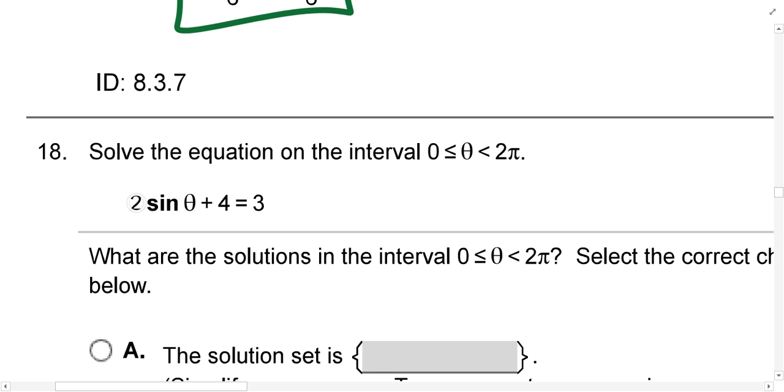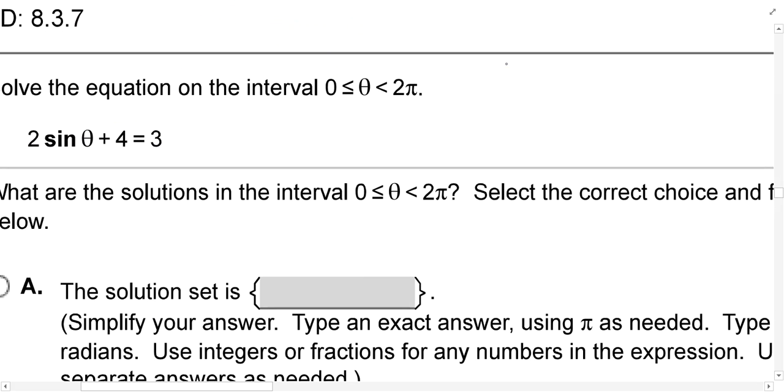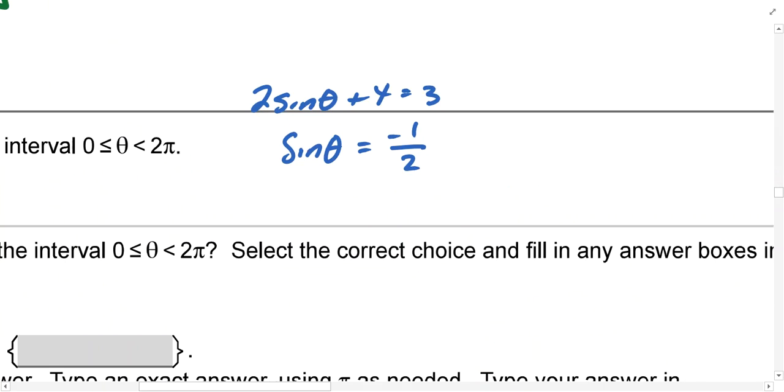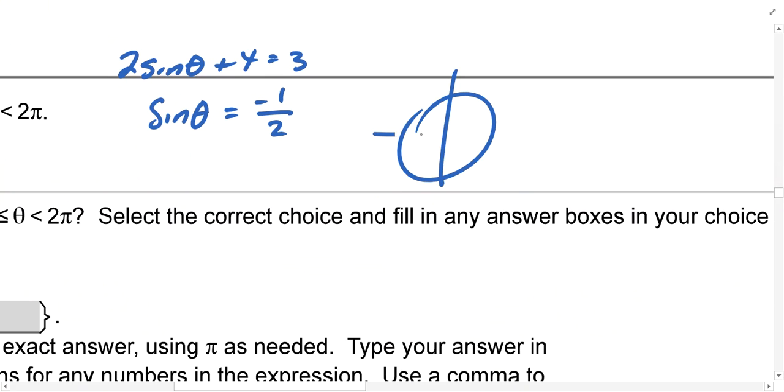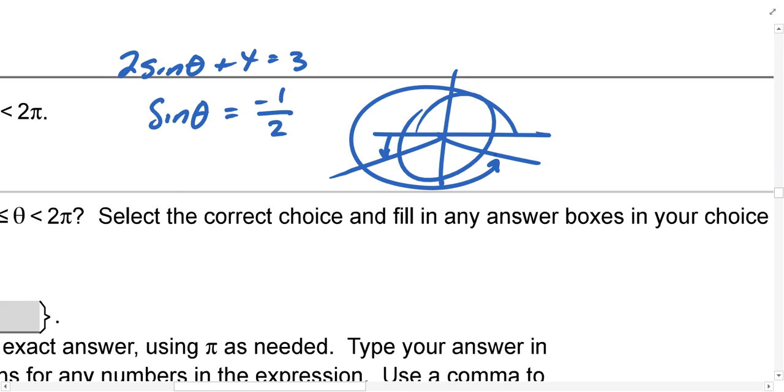For number 18, we have a bit of a more involved equation, but again, the use of a unit circle is going to be quite helpful here. So if I've got 2 sine theta plus 4 equals 3, I would subtract 4 from both sides and then divide by 2. So that would mean that sine theta is equal to negative 1/2. And now we're at an equation that looks just like the problem before, where in the unit circle do the y values equal negative 1/2? Well, that's here and here.